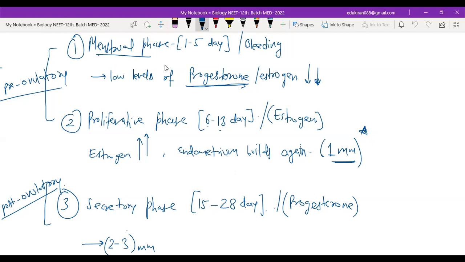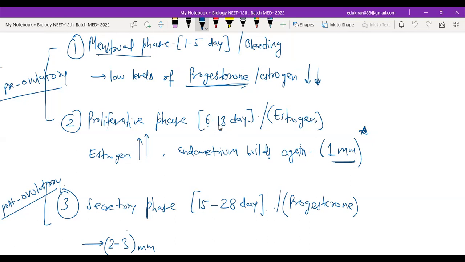Because the levels of both progesterone and estrogen are low: progesterone levels are low, which means the endometrium is not stable and has to disintegrate. Estrogen levels are low, which means it cannot form if it wants to. So everything comes down. Yes, sir.